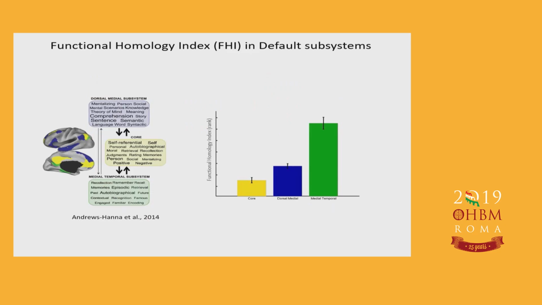Then if we move to the default network, we can consider this meta-analysis-based subsystem. It suggests there are three systems. The yellow one is a core system related to self-reference, the blue one is the medial dorsolateral system related to theory of mind, mentalizing, and personal social matters, and the green one is more related to memory. And you see the core part, which is ourself, is less likely to have a high homology index.